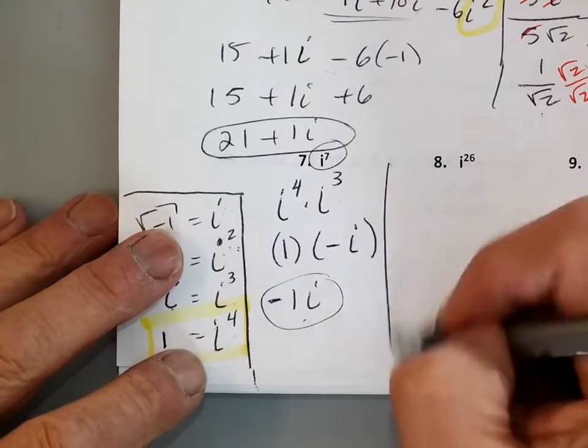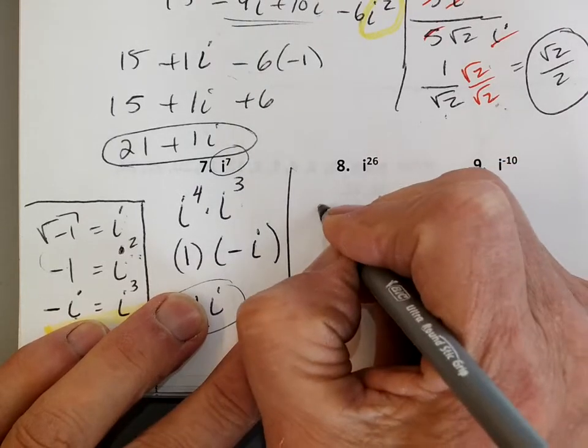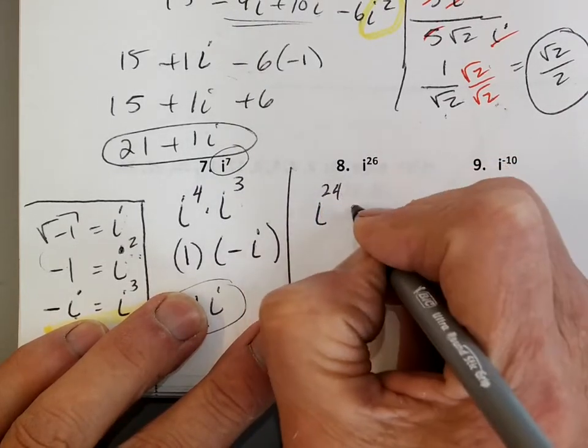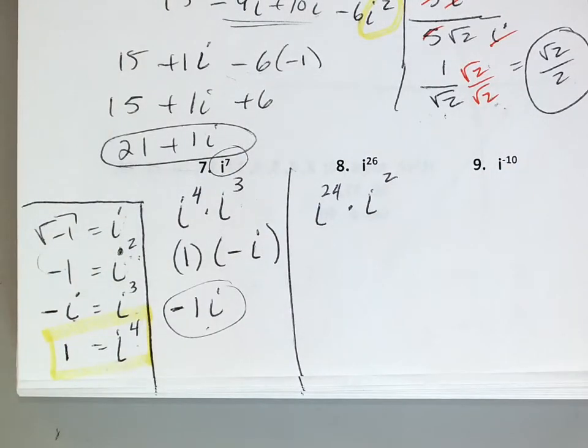Okay, so let's look at i to the 26th. I'm going to write it as i to the 24th times i squared. Whoa, i to the 24th. Why did I pick i to the 24th? Anybody? Why would I pick i to the 24th? You ready? Will you count for me? i to the fourth. So give me 1. i to the fourth. How many i to the fourths so far?